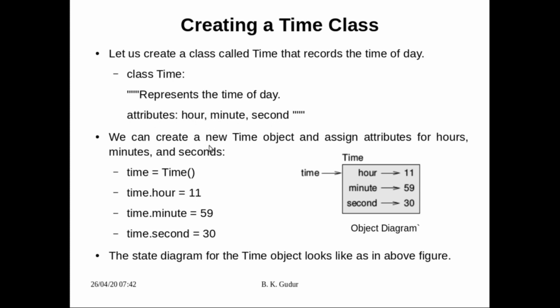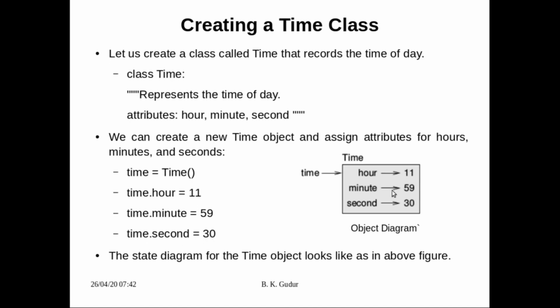We can create a new time object and assign attributes for hours, minutes, and seconds. Something like this: time is equal to Time(). It is going to create a new object, or a new instance of the class. And using the dot operator, we can assign values to the attributes. As we know, there are three attributes, so I am assigning some values: time.hour is 11, time.minute is 59, whereas time.second is 30.